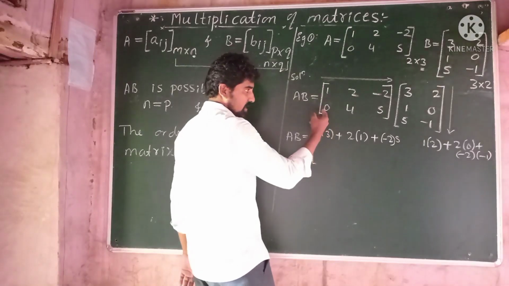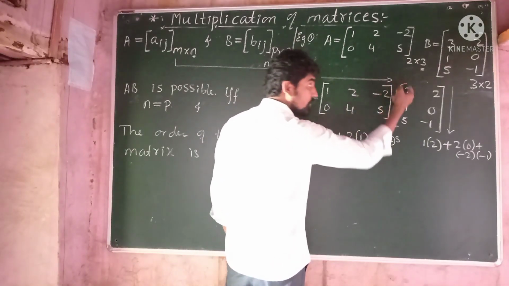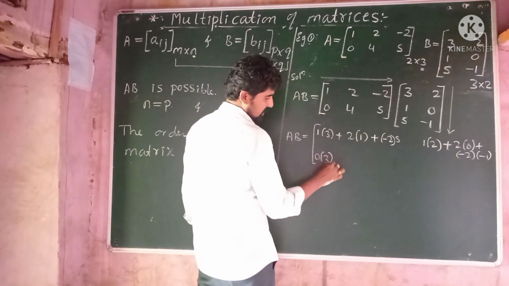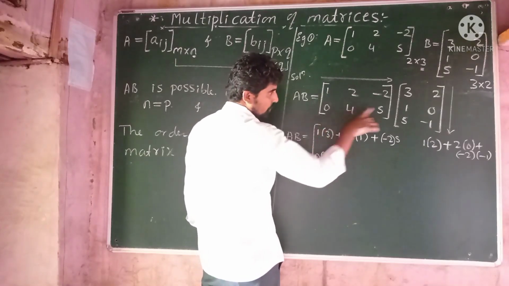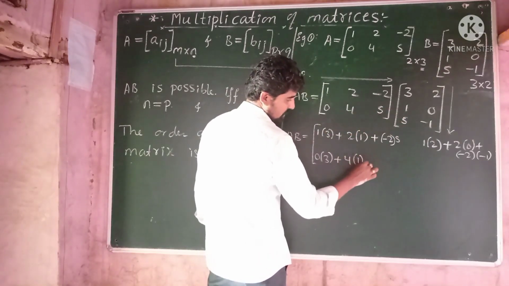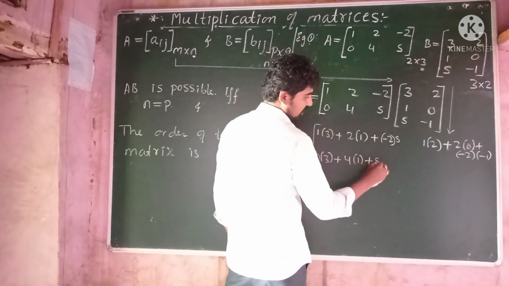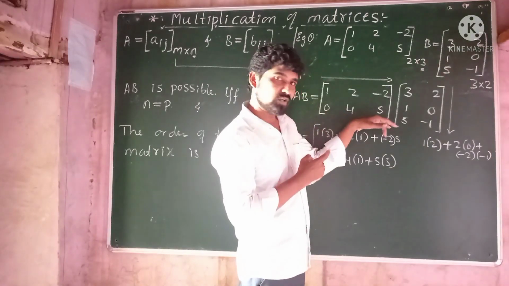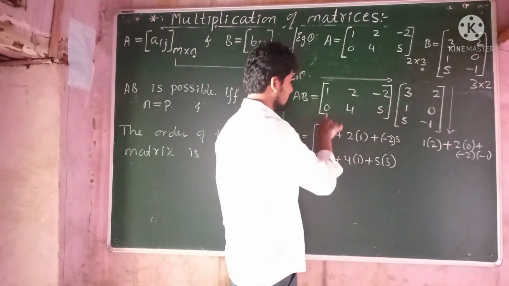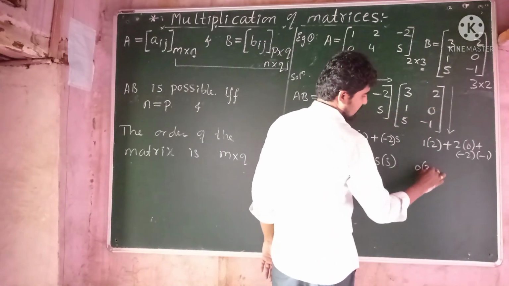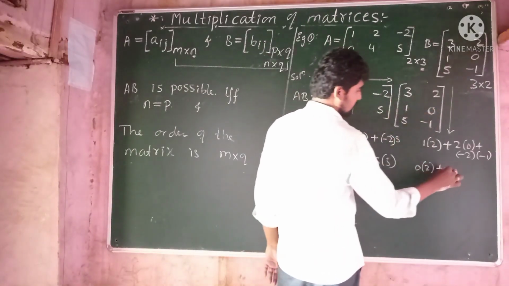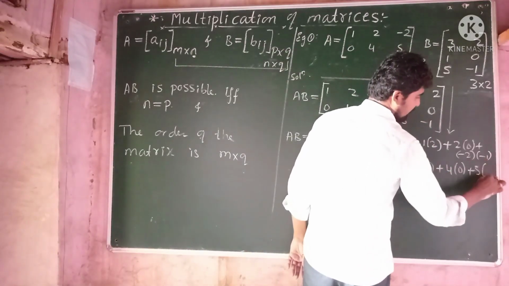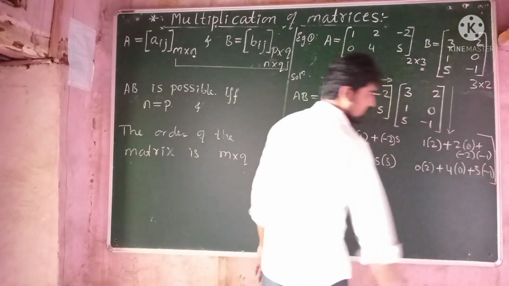Now multiply the elements of the second row with the first column. That is 0 into 3 plus 4 into 1 plus 5 into 5. And now multiply the second row elements with the second column elements. That is 0 into 2 plus 4 into 0 plus 5 into minus 1, and we have completed the matrix.